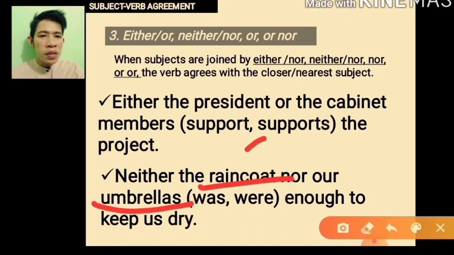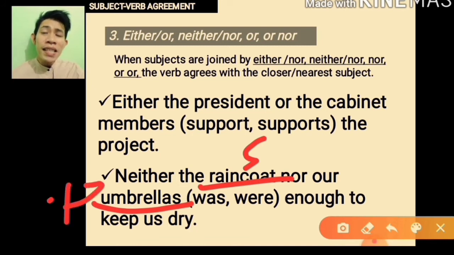And raincoat is the singular, umbrellas is plural. So in this case, kanino si verb mag-agree? Kay raincoat ba or umbrellas? So malilito tayo, tama? So look for the rule. Kapag ang subject daw joined by neither nor, dapat si verb mag-agree sa pinakamalapit na subject.